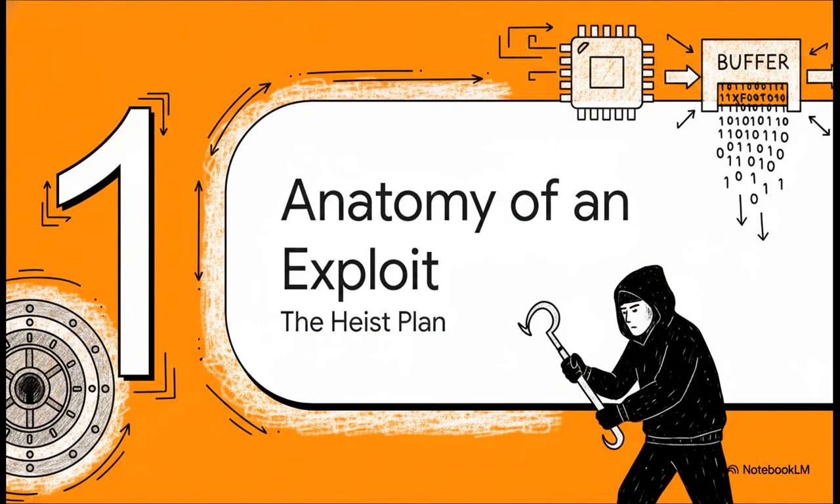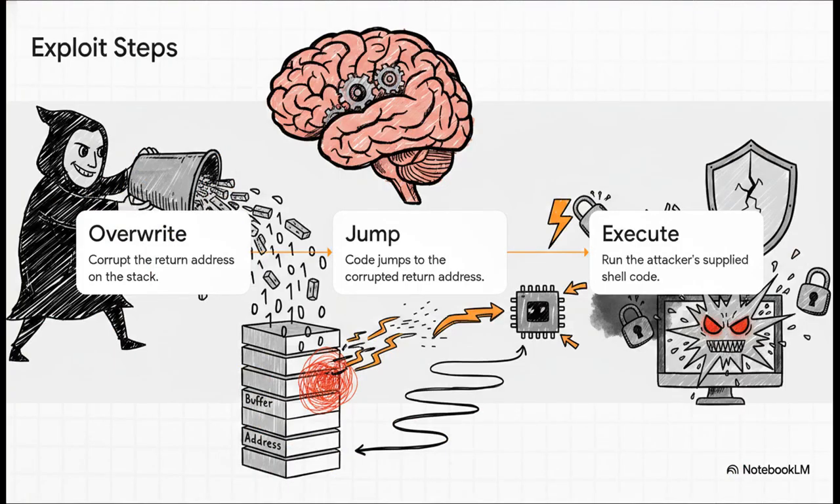Section 1. Anatomy of an exploit. The heist plan. Okay, let's dive into this. To steal the contents of a vault, you need a highly specific plan. And in the software world, that's the classic buffer overflow attack. Here's the exact roadmap an attacker uses to hijack a program. It's really just a three-step process.